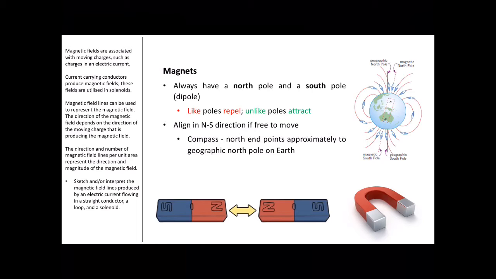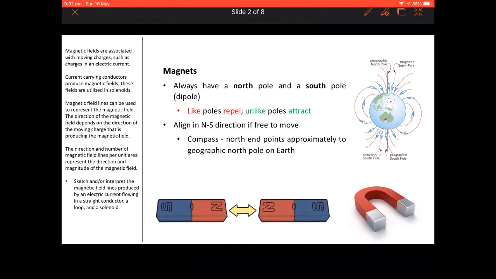Like poles repel, similar to like charges repel, like poles repel, unlike poles attract. So on our picture here, the north poles here are repelling. If one of these magnets was turned around and there was a south pole close to the north pole, they would be attracting. Magnets, if they're free to move, will align in a north-south direction. And this is how compasses work. So the compass north ends point approximately to the geographic north pole of the Earth.